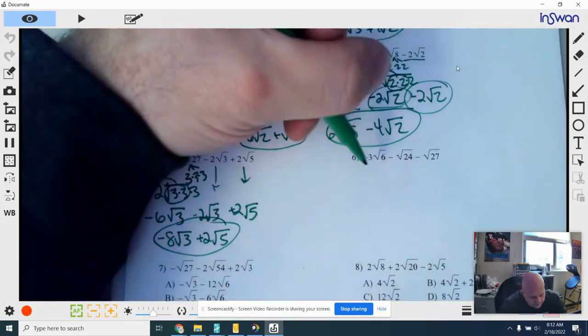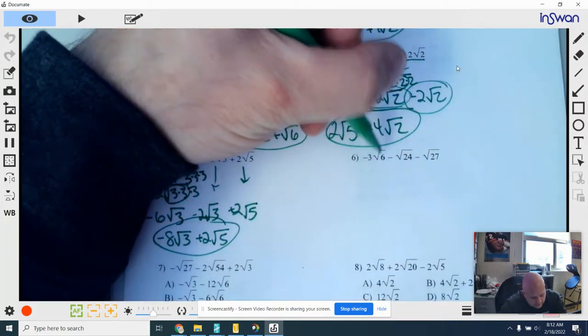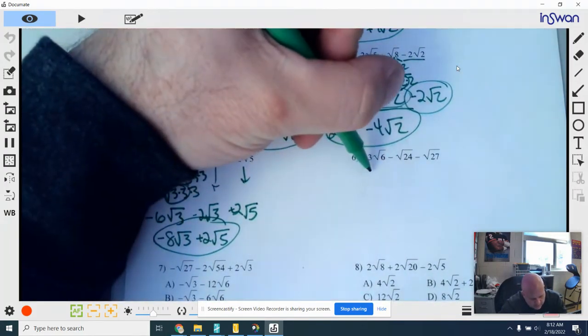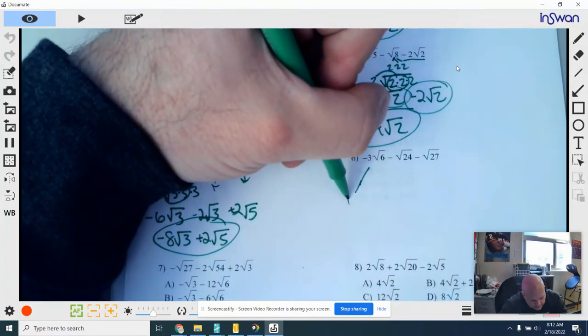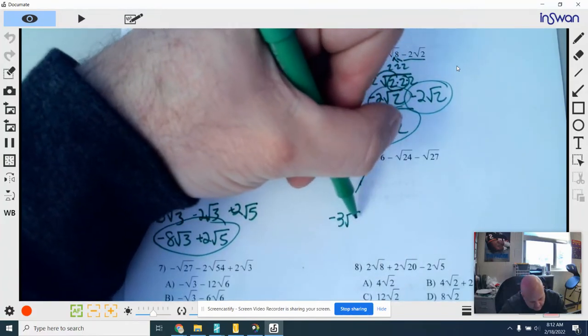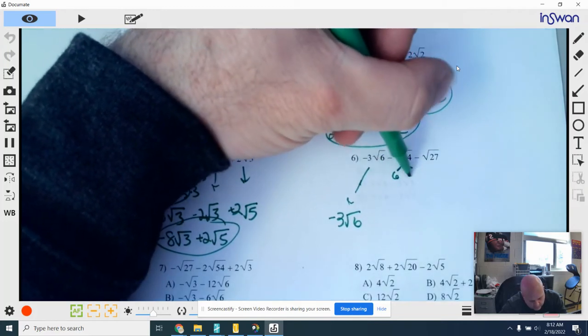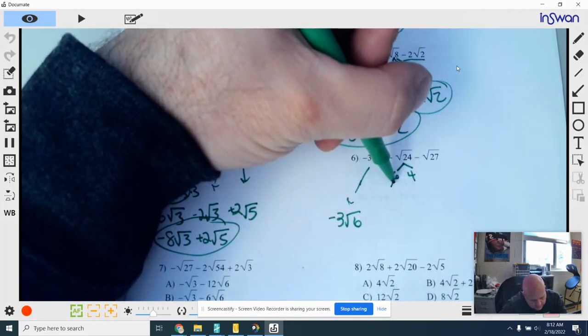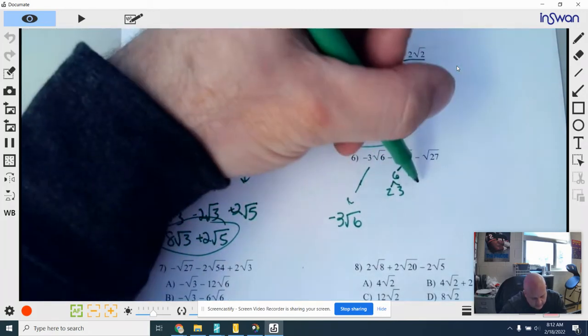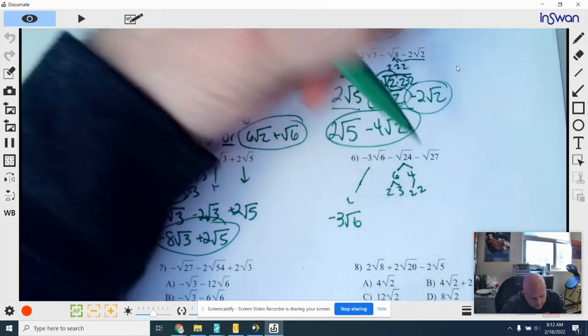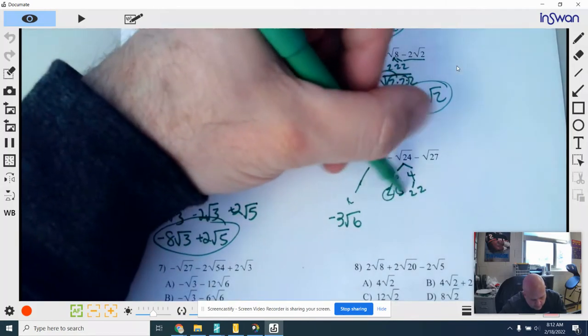All right, one more. Negative 3 root 6. We know from past experience root 6's are not going to break down. So I'll just bring that one down. Minus 3 root 6. 24, that one is going to break down. So we got 6 and 4. 6 breaks down, 2 and 3. 4 breaks down, 2 and 2. And those are all prime factors.